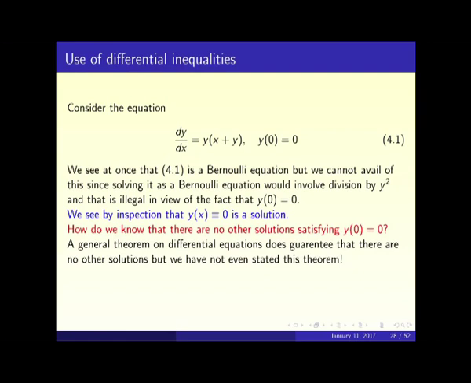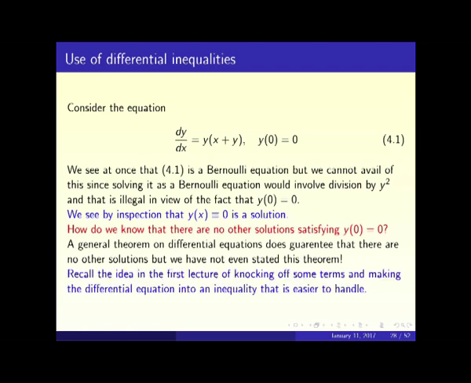But have we completely solved 4.1? How do we know that there are no other solutions of 4.1 satisfying y of 0 equal to 0? Maybe there are others besides the 0 solution which will satisfy 4.1. How do we rule out that possibility? We need a general uniqueness theorem that guarantees that the 0 solution is the only solution of 4.1 and that there are no other solutions. So you see the need for a general uniqueness theorem already in this very simple situation.